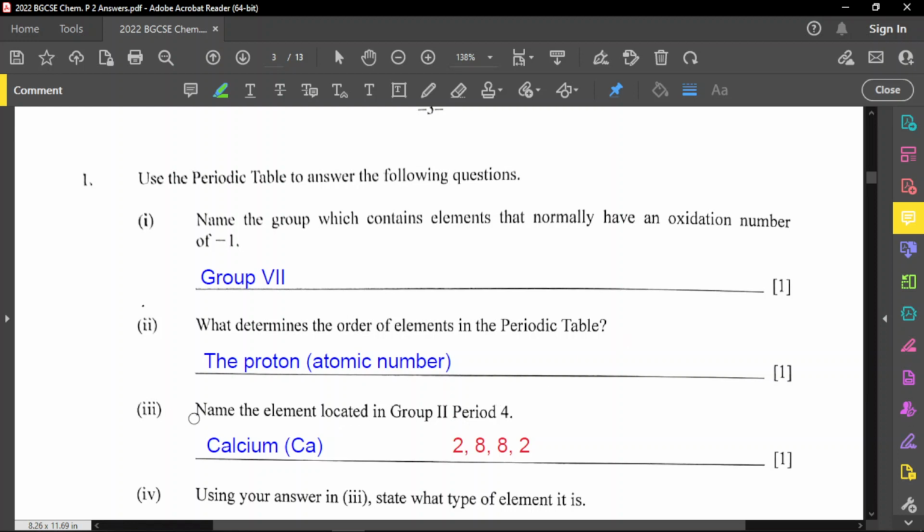For part 3, it says name the element located in group 2 and period 4, and this element is calcium. What I did here is show you the electron configuration, and if it is 2,8,8,2, then it means it has 2 valence electrons, and elements are placed in groups based on the valence electrons. There are also 4 shells, so each number represents a shell, and since it has 4 shells, it is in period 4, because elements are placed in periods based upon the number of shells.